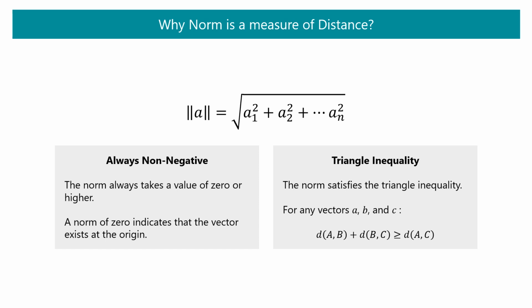The norm is considered the measure of distance for the following reasons. First, the norm is always non-negative. The norm always takes a value of 0 or higher, which fulfills the property of distance. The norm of 0 indicates that the vector exists at the origin. In addition, the norm satisfies the triangle inequality. That is, for any vectors a, b, and c, the following inequality holds.